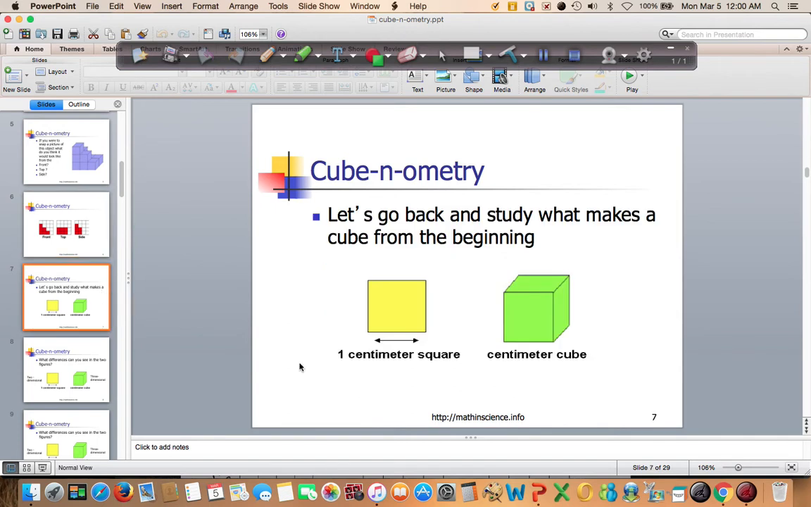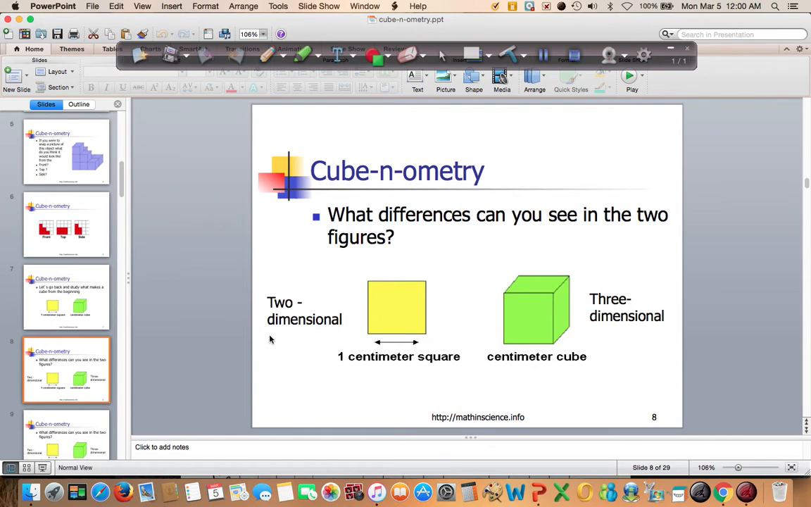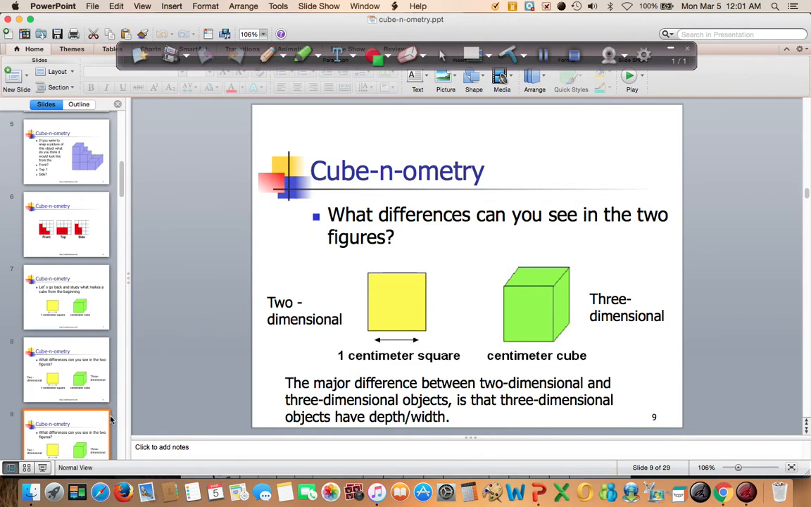So if we look, right, a square is a two-dimensional surface. The cube is what makes things 3D because it has that depth to it that you don't have when you're just looking at a two-dimensional square. So are there any other differences that you can see? And it says the major difference between two-dimensional and three-dimensional is that depth, right? The fact that it goes back.